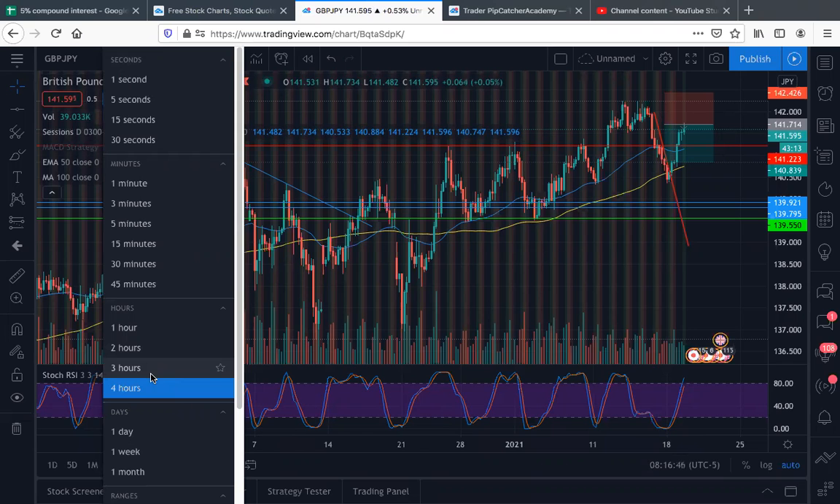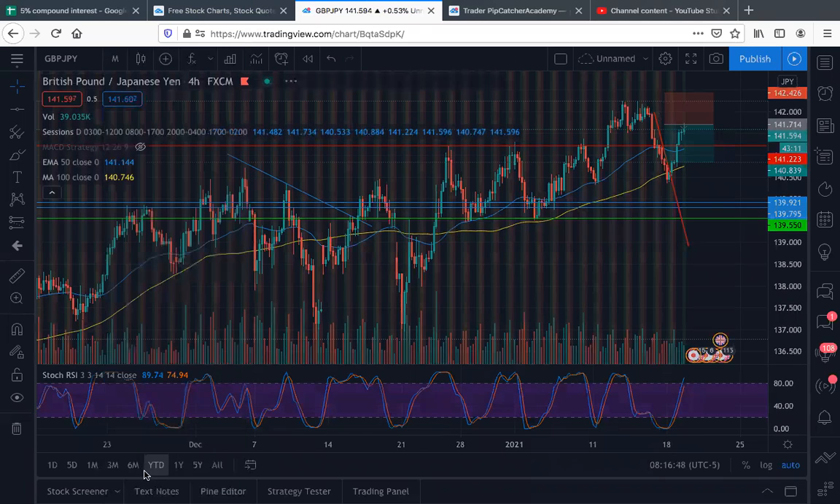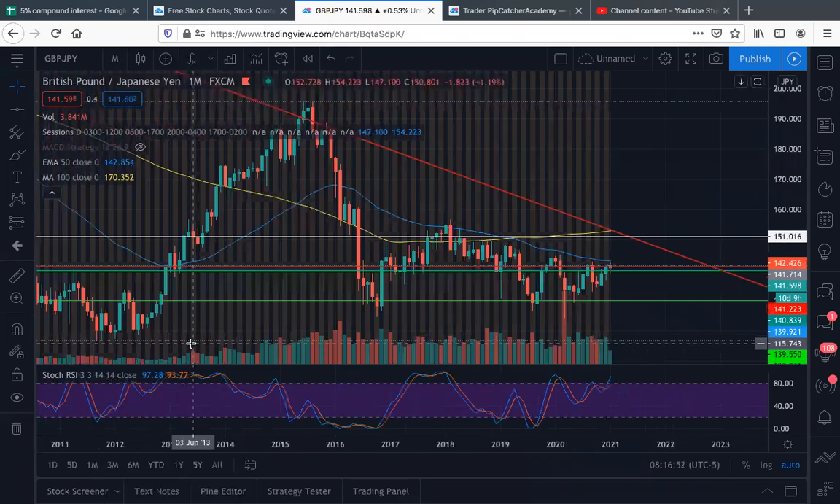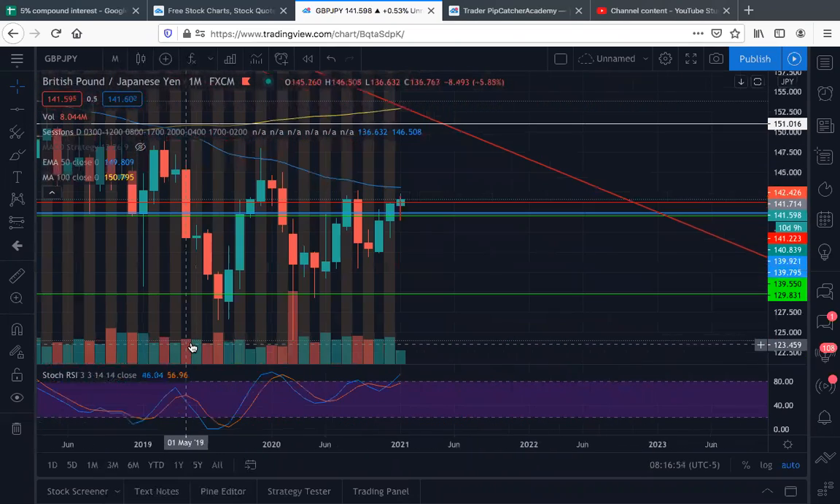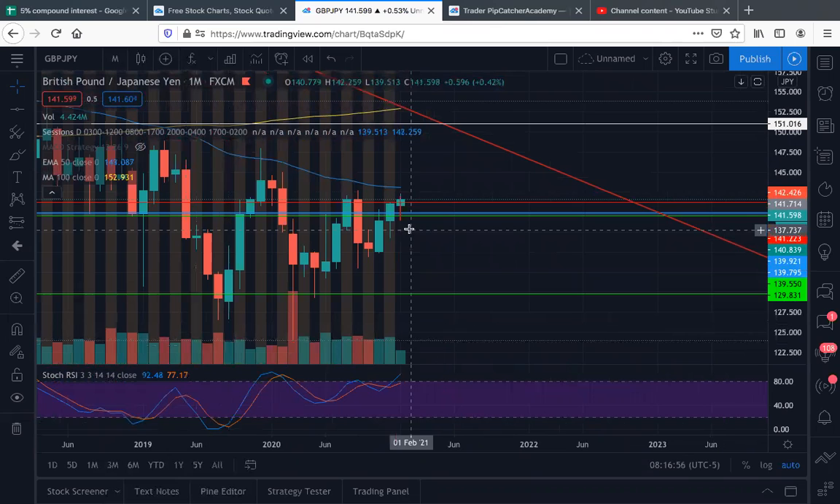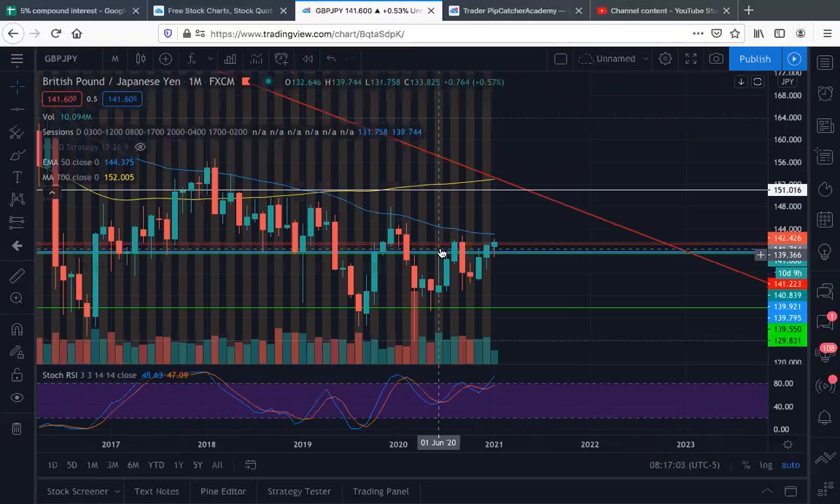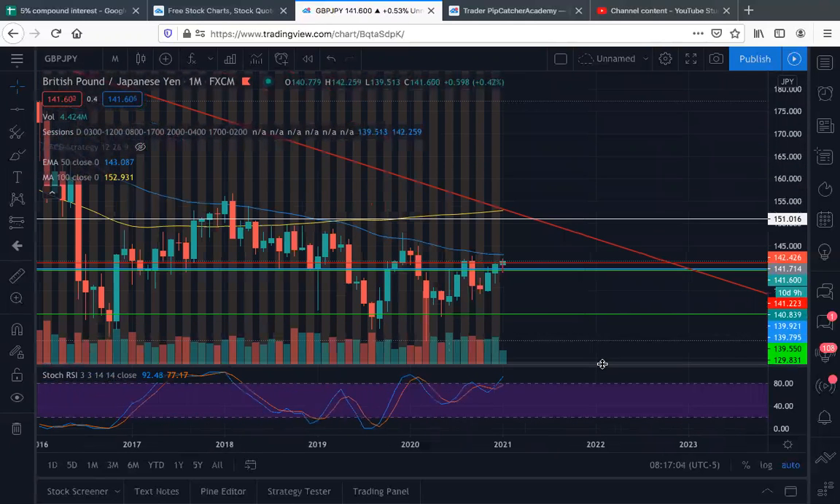But let's go to the monthly. We still have that cross on the monthly. And we did break that 141, sorry, 141.714. Let's go to the weekly.